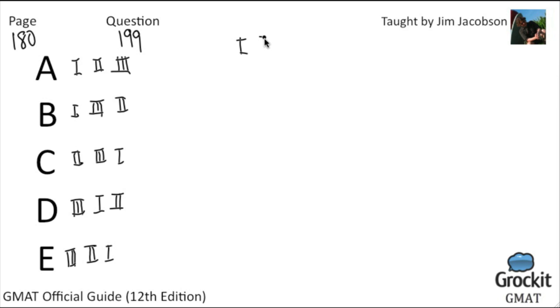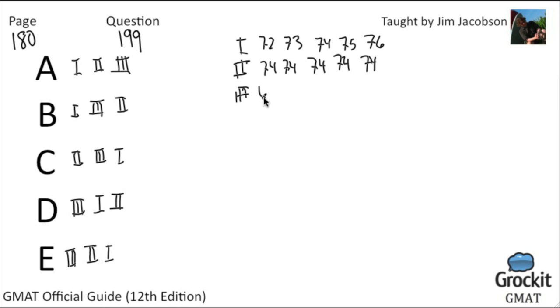1 is 72, 73, 74, 75, and 76. 2 is 74 all the way. 3 is 62, 74, 74, 74, 89. So we need greatest standard deviation to least standard deviation.